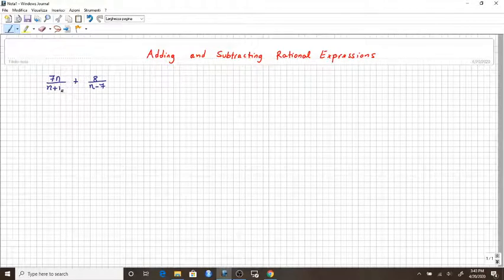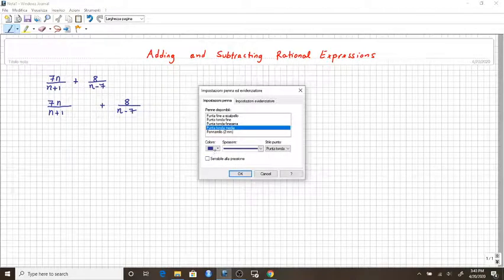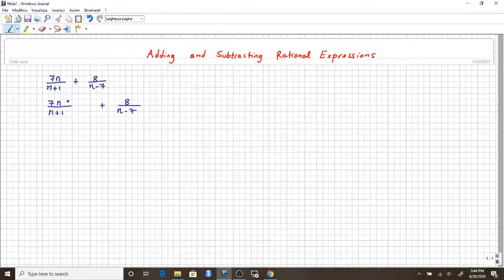So in this case, if you want to have the same denominator, we should multiply and divide the first one by n minus 7 and the second one by n plus 1. So this is what we're going to do. We're going to rewrite this, leave some space, and then plus 8 divided by n minus 7. So we multiply and divide the first expression by n minus 7 and the second expression by n plus 1.